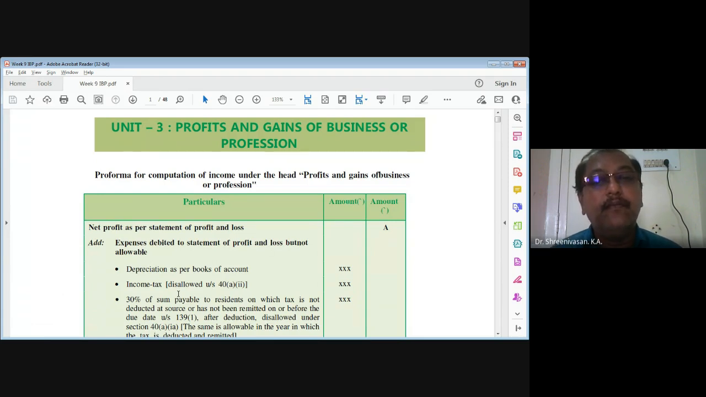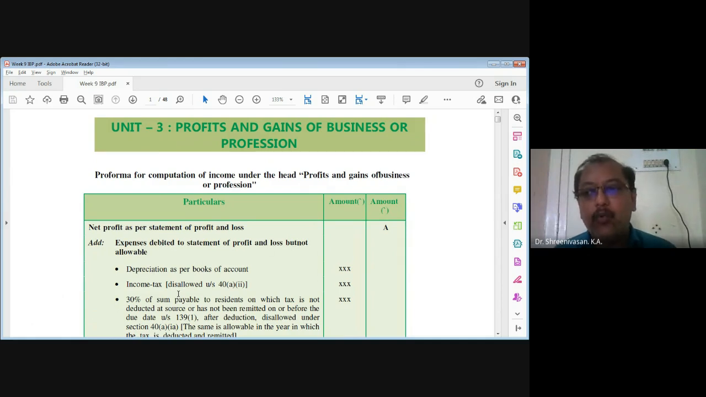Welcome to this session. This session is going to be on the computation part of profits and gains of business or profession. We have already seen the legal provisions in the Income Tax Act, the methods of calculation of depreciation, methods adopted in various blocks of depreciation. Then we have also seen some of the most important aspects relating to scientific research, what is computed and what are allowable expenses, what are not allowed expenses, and things like that.